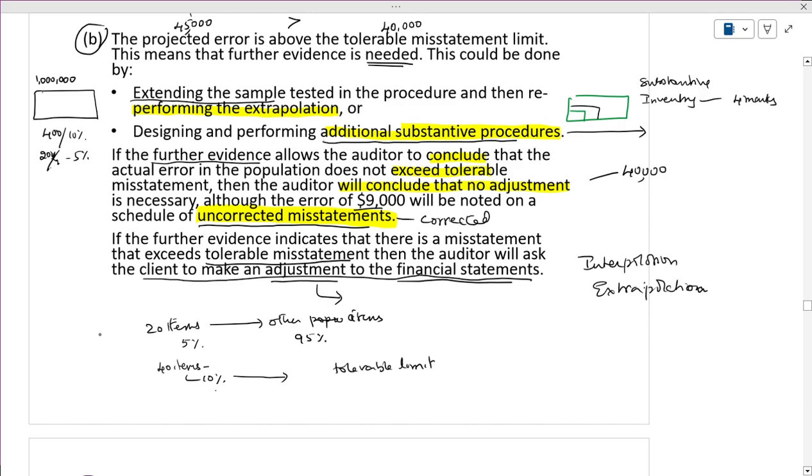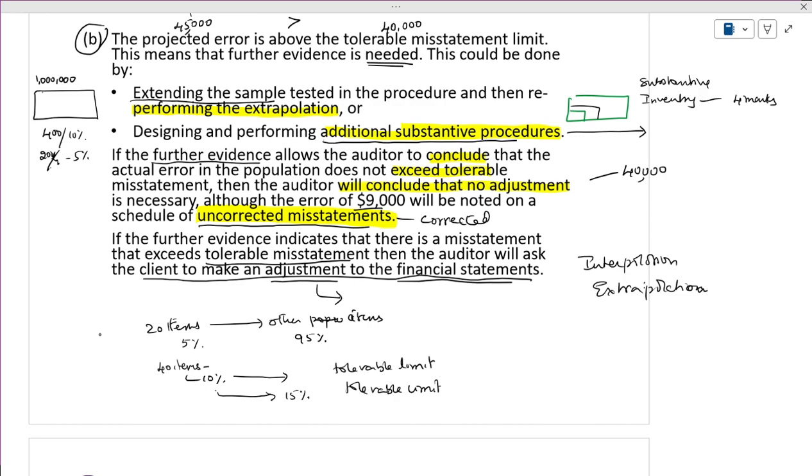If we are taking further evidence and it is within the tolerable limit, then we can conclude, fine. We will ask only for explanation for those things. Assume, again, you have the option to extend the sample by another 5%, and you come to a conclusion that yes, it is within tolerable limit. Fine, you are not going to do anything else. You are convinced not once but twice. But we will not change the tolerable limit. Even if we increase the sample, we will not change the tolerable misstatement. It will remain at 40,000.